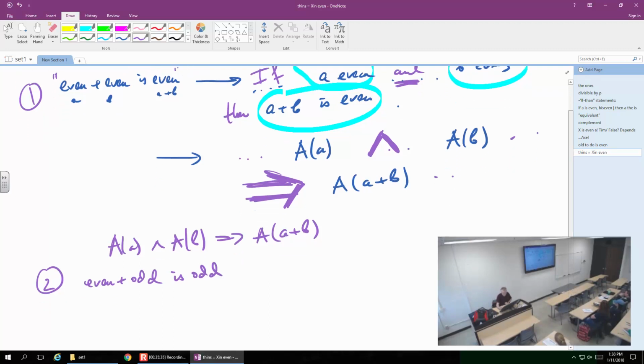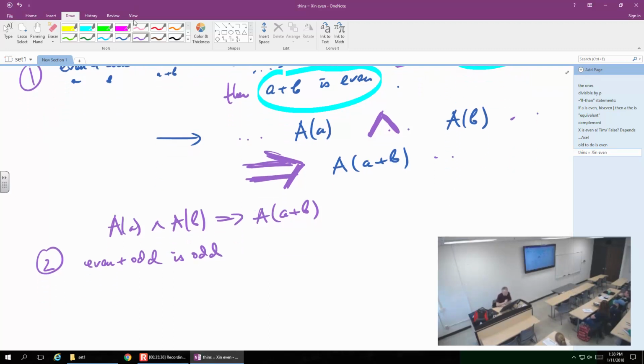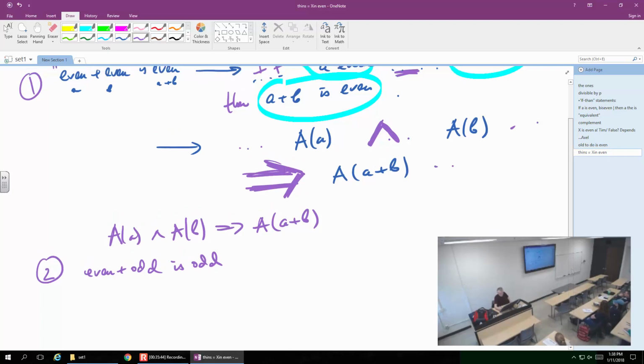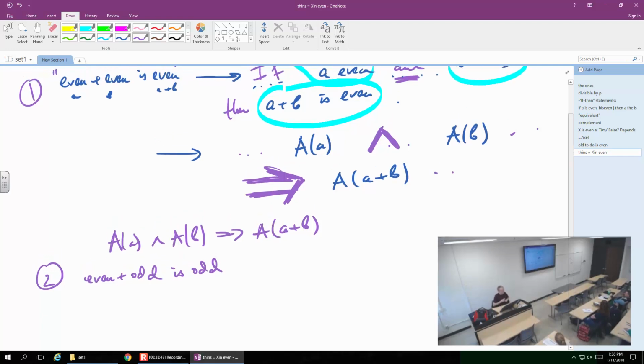Let's write a similar formula. Can you write it right away? Even plus odd is odd. So this is what we're looking at; it was even plus even is even. For the next one, do you put B plus 1? No, we don't add 1 to a statement, because this is a number. So what's the relation between these two statements, B is odd and B is even?